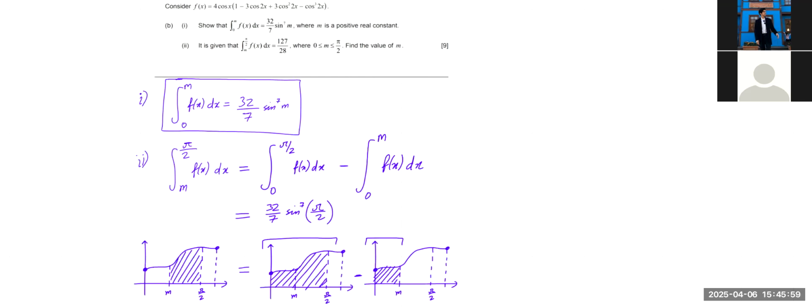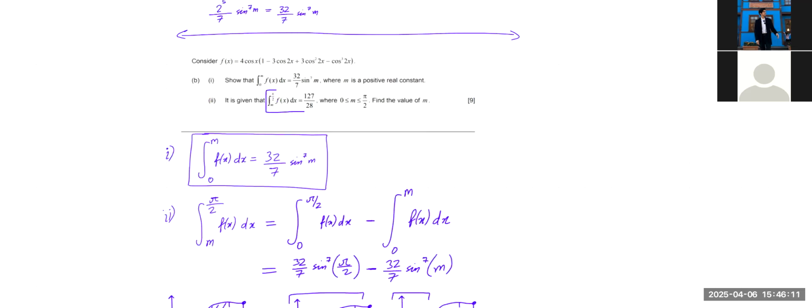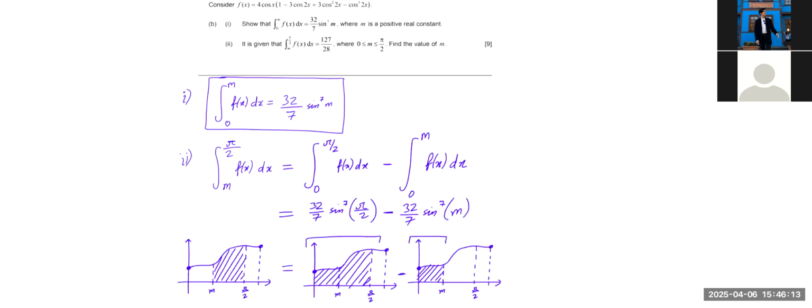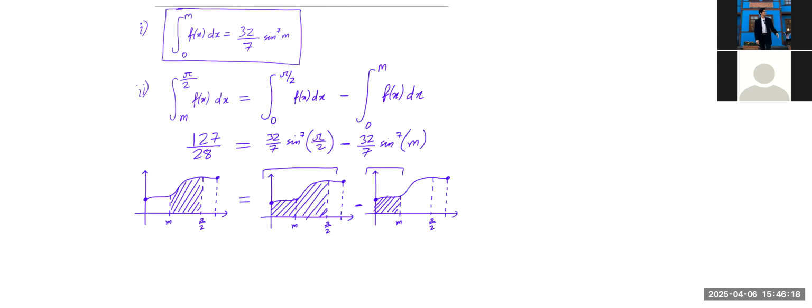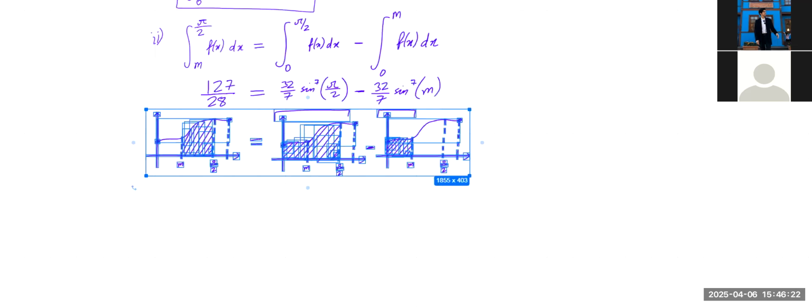Okay, and then minus, this is m, so it's just going to be 32 over 7 sine to the power of 7 of m. And the fun thing is that they've already told me what all of this mess is supposed to equal. It's supposed to equal 127 over 28. So I'm going to keep it like this and then let's try to solve that equation.